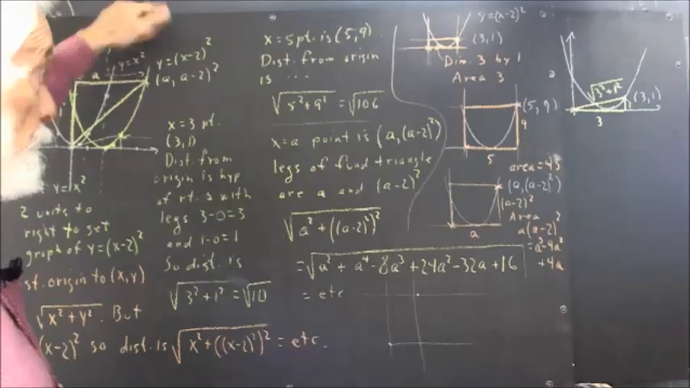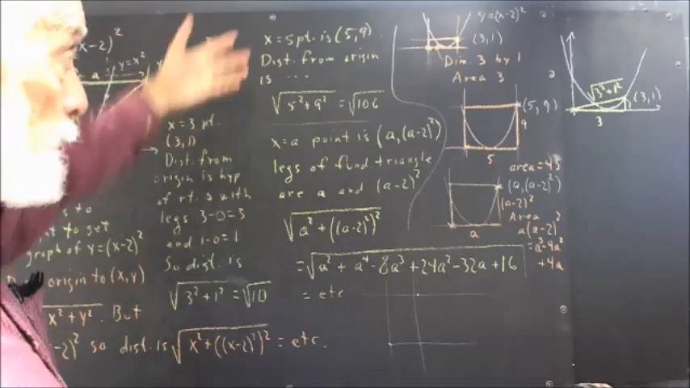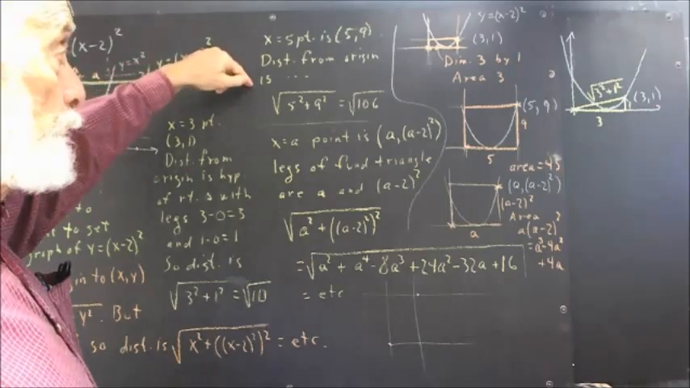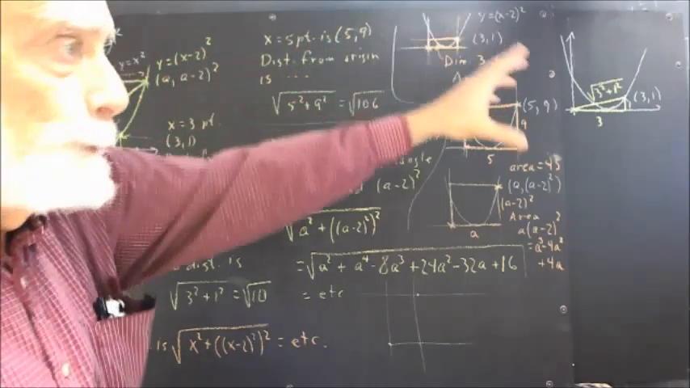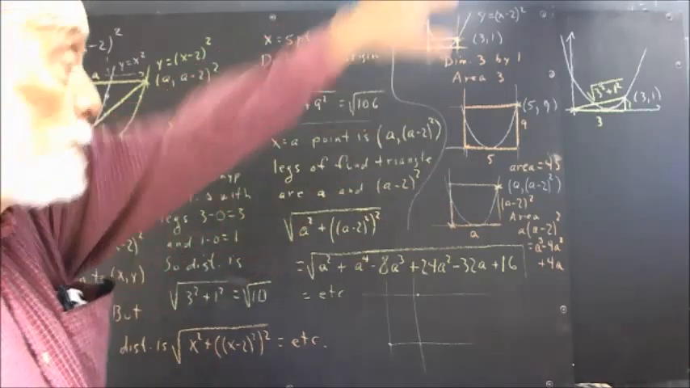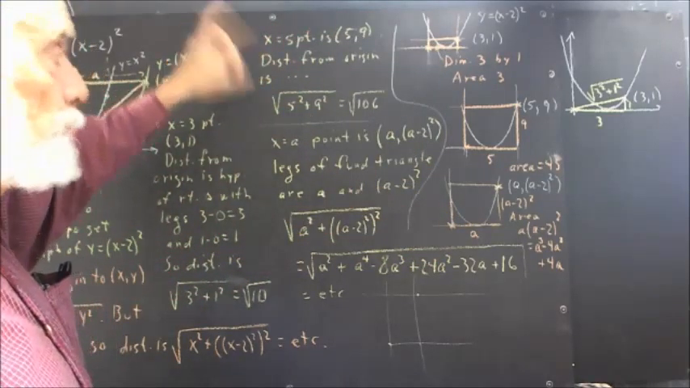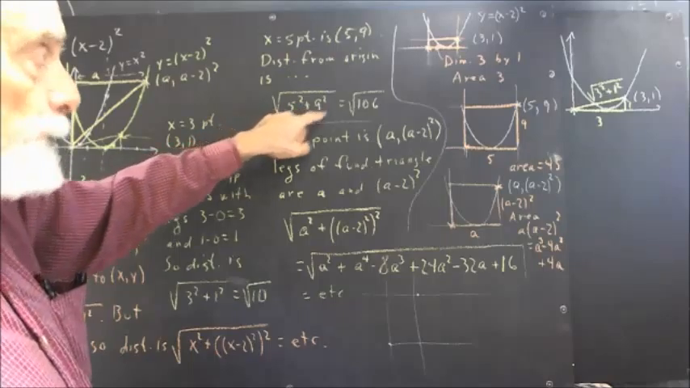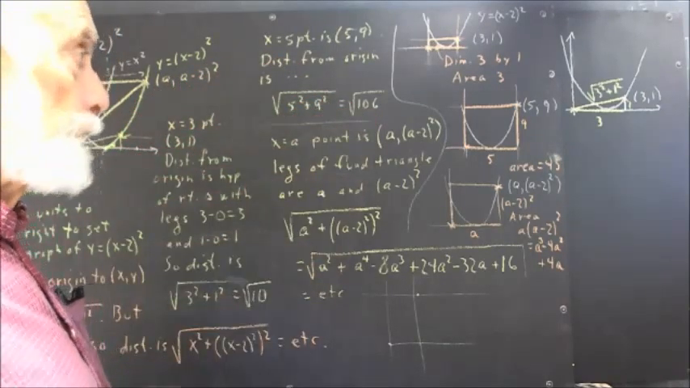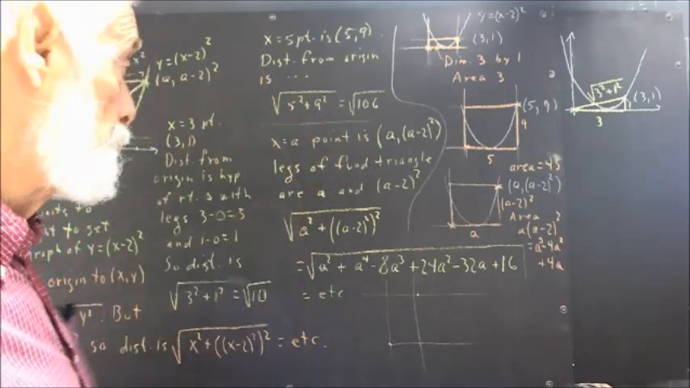I didn't draw that point, would have cluttered the picture up too much, but the reasoning is almost identical. Distance from the origin is the same reasoning: draw that point, draw the line, draw your fundamental triangle. And it should be clear that we're going to get 5 squared plus 9 squared under the square root. So we're going to have square root of 106 if I did my arithmetic correctly.